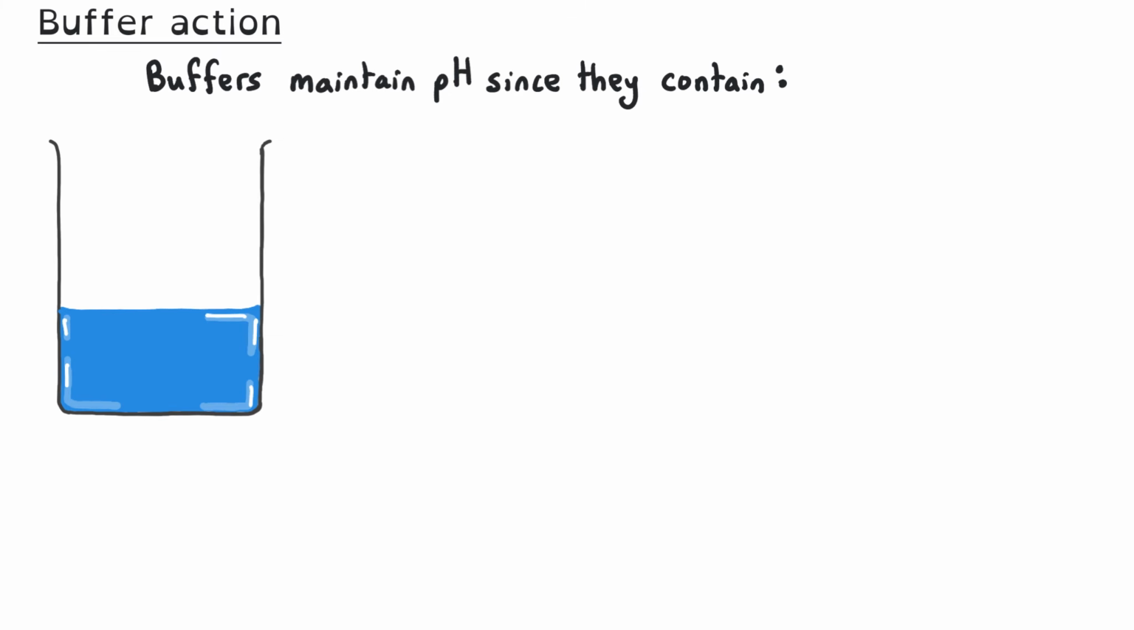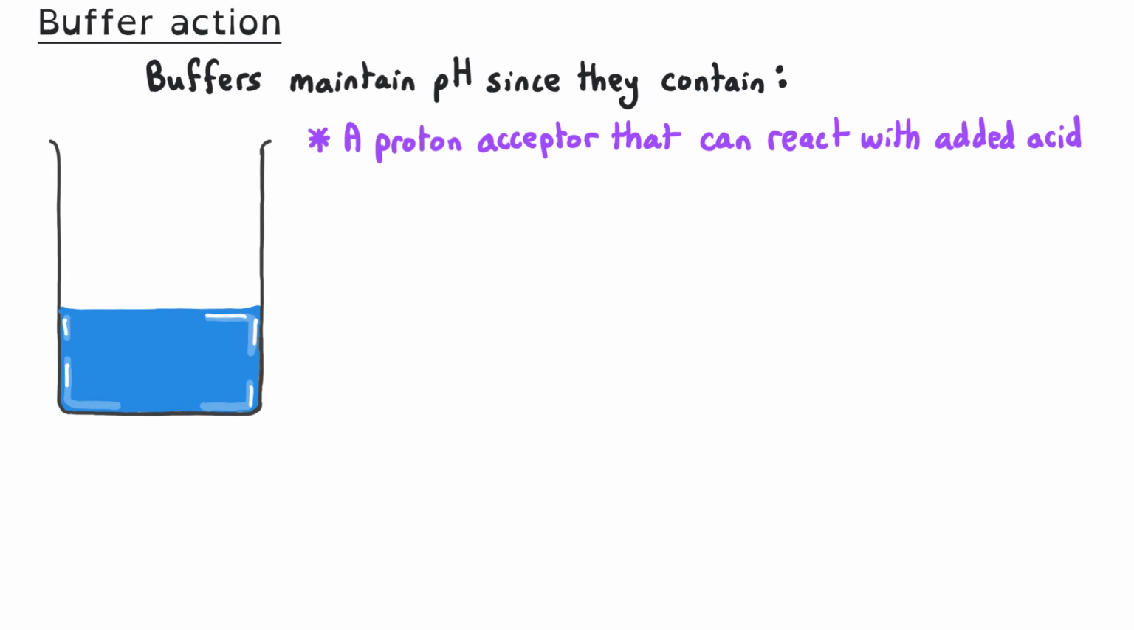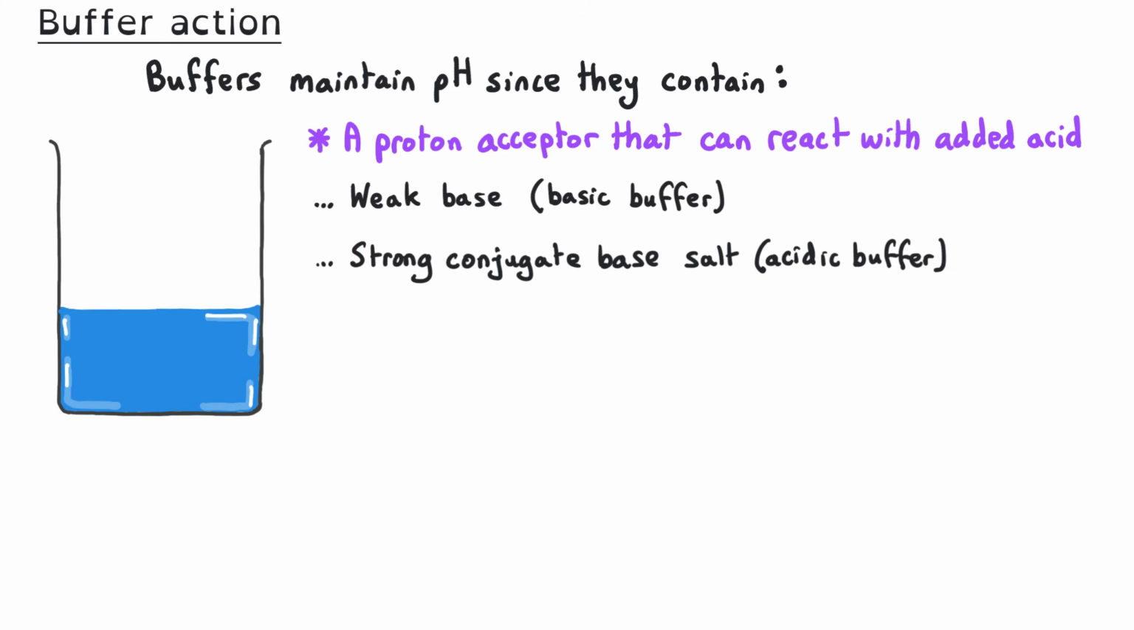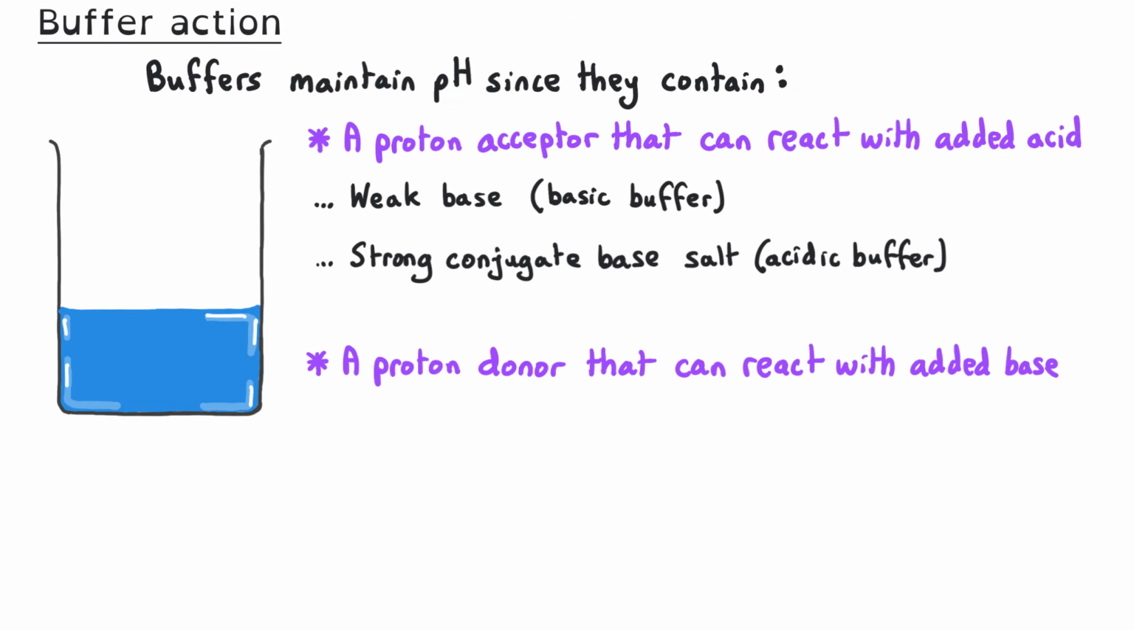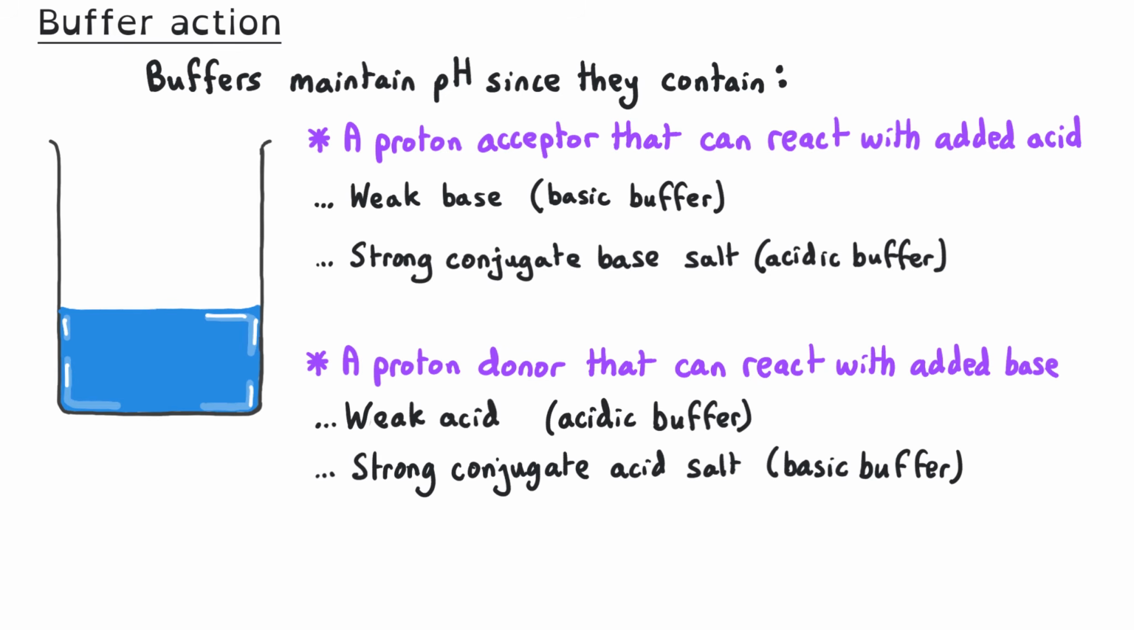But in general, buffers maintain the pH since they contain two crucial components. First of all, a proton acceptor that can react with any added acid. And so this would be the weak base in the case of a basic buffer, or the strong conjugate base salt in the case of an acidic buffer. And buffers also contain a proton donor that can react with any added base. And so this would be the weak acid if we're using an acidic buffer, or the strong conjugate acid salt in the case of a basic buffer.